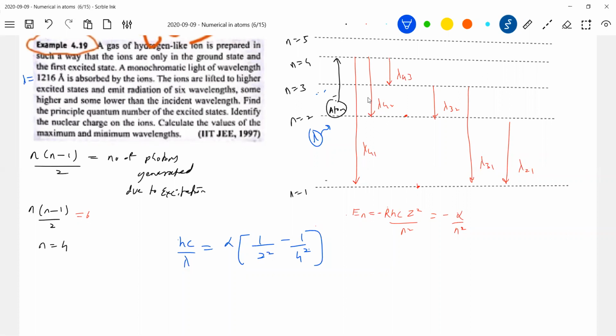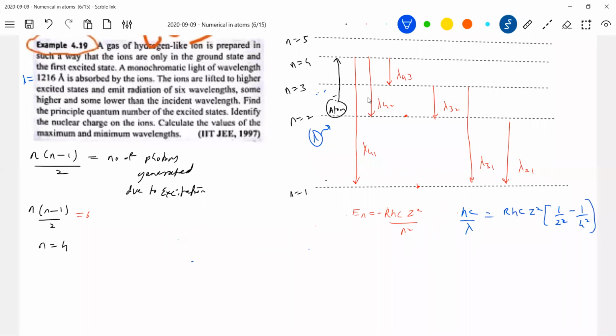Sir, why are you troubling us a lot? Okay, do one thing: in place of alpha, you can write RHC Z square. Okay, we can save a lot of time. Again, this should be equal to hc by lambda equals RHC Z square. I'll prefer this one. HC will get cancelled. So 1 by lambda equals R Z square times 1 by 4 minus 1 by 16. And what is lambda? Lambda is 1216 Angstroms, and the Rydberg value is substituted. Solve for this, you'll directly end up with the value of Z. Anybody? 2. In the exam you should be very careful about the calculations.